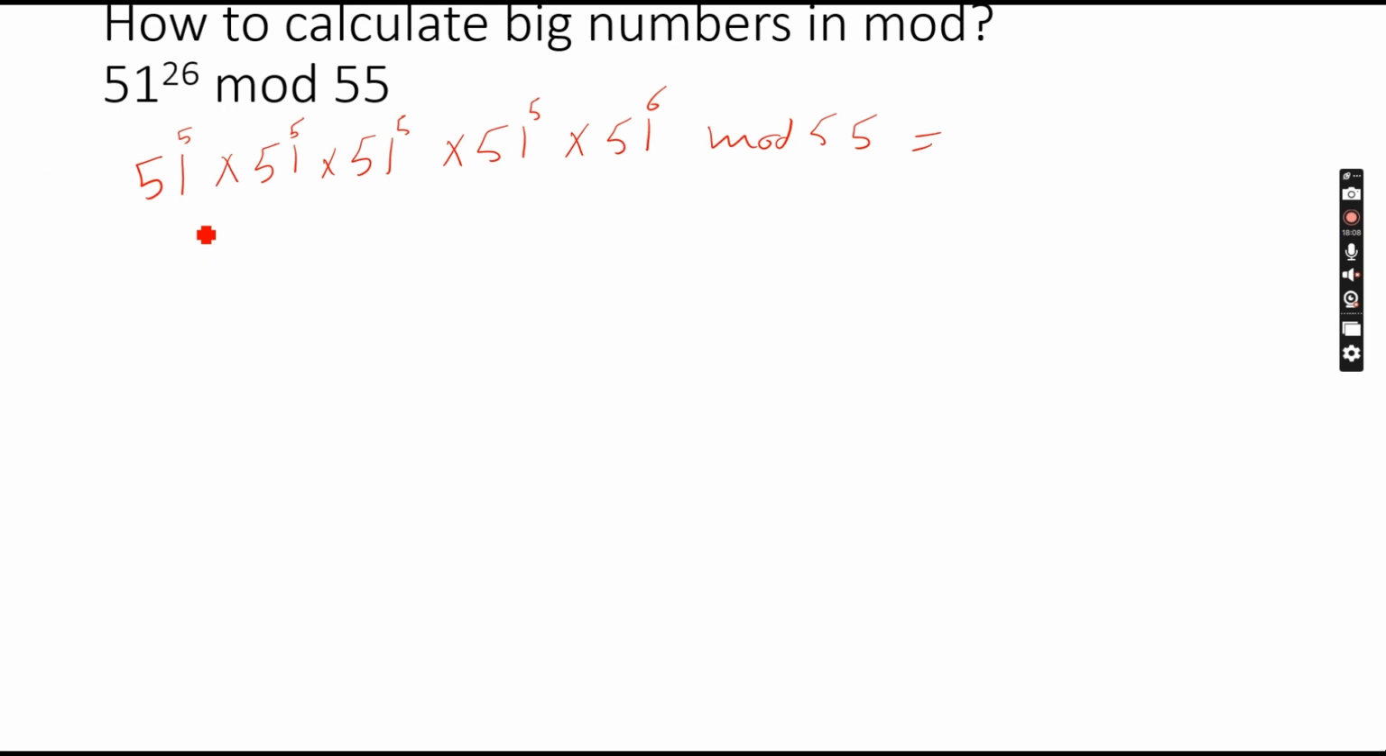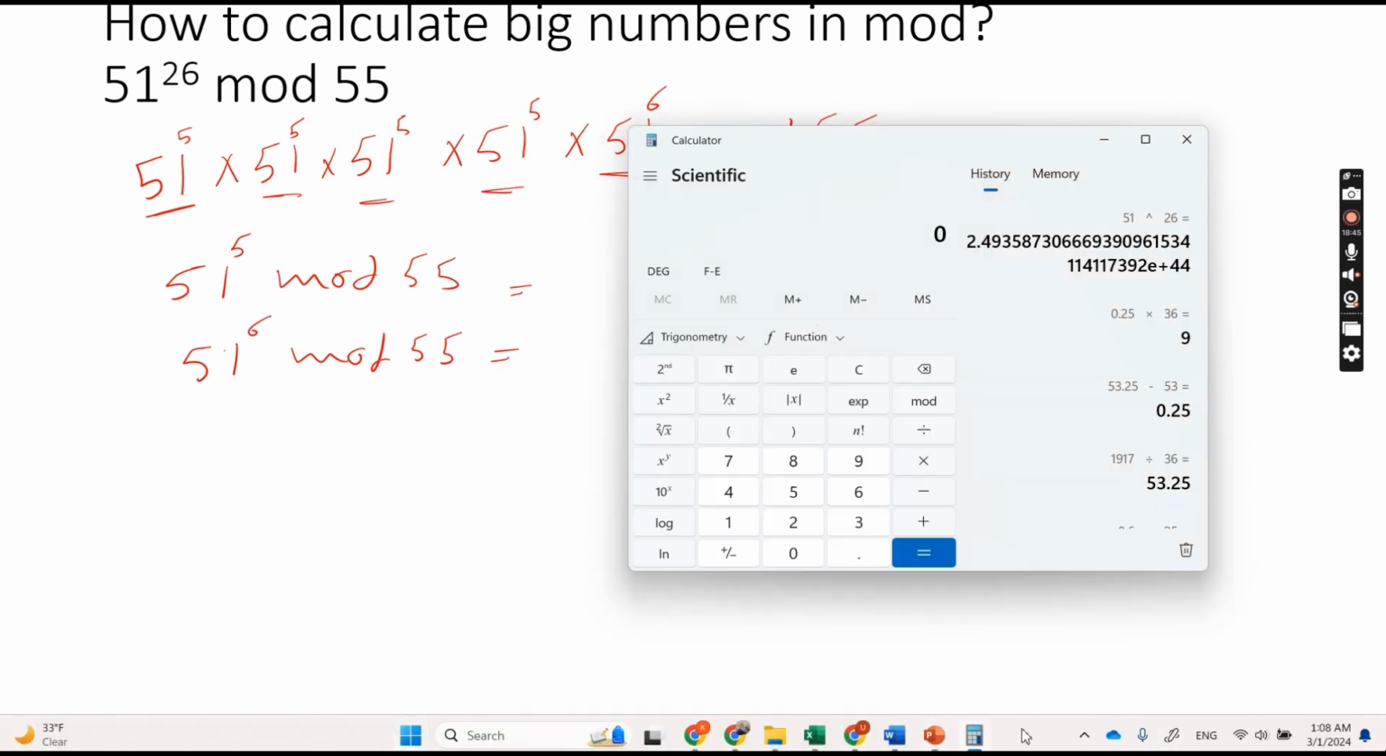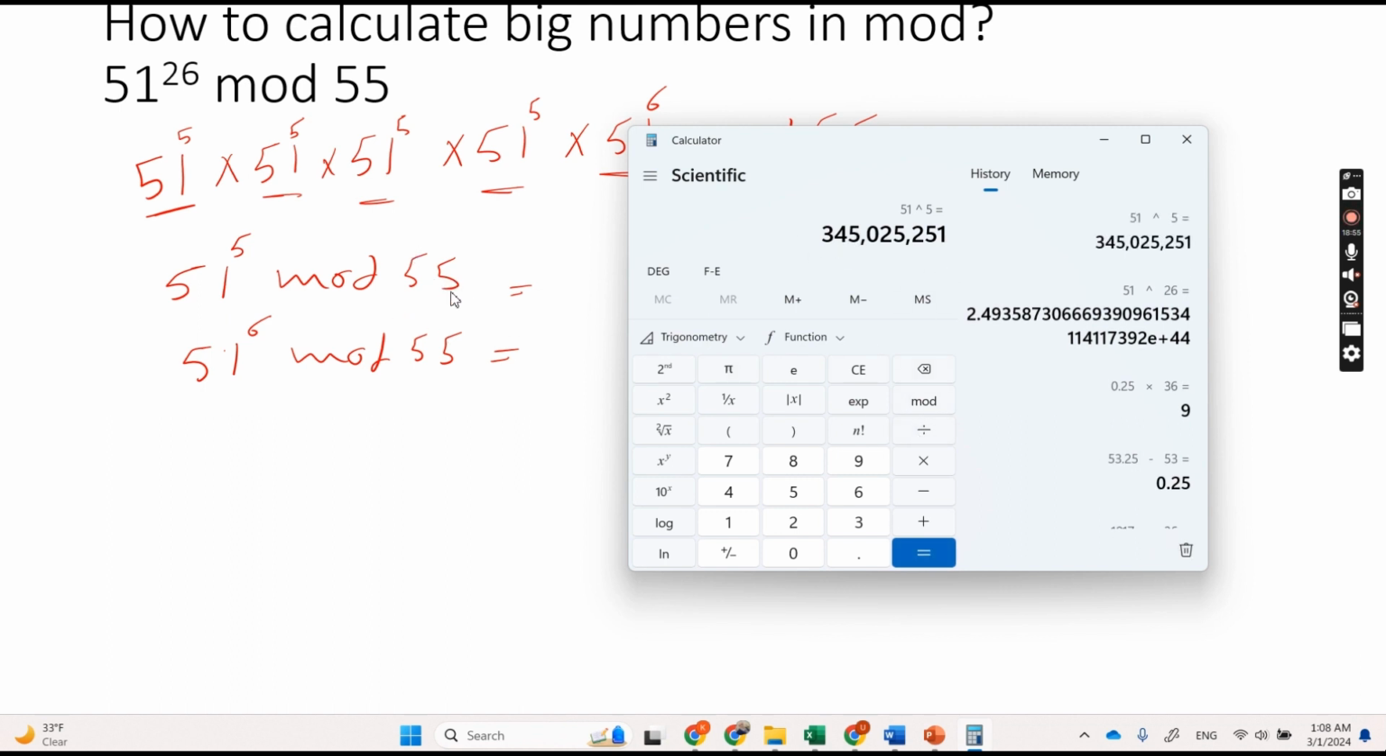So let's calculate each one, which means I want to calculate 51 to the power 5 mod 55 and multiply at different times. So let's find the first thing: I want to find 51 to the power 5 mod 55, which is here and here and here and here. And I also want to find 51 to the power 6 mod 55. So let's find both of them. Let's go back to the calculator and calculate together. So 51 to the power 5 is equal to what? A big number, okay? Divided by 55.